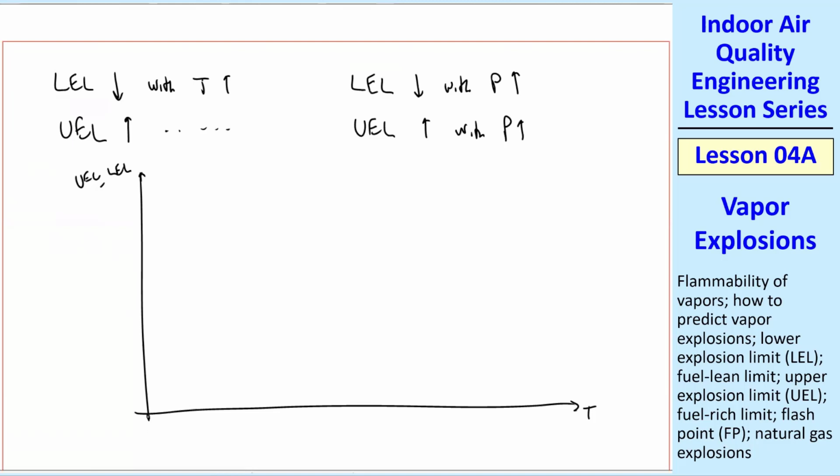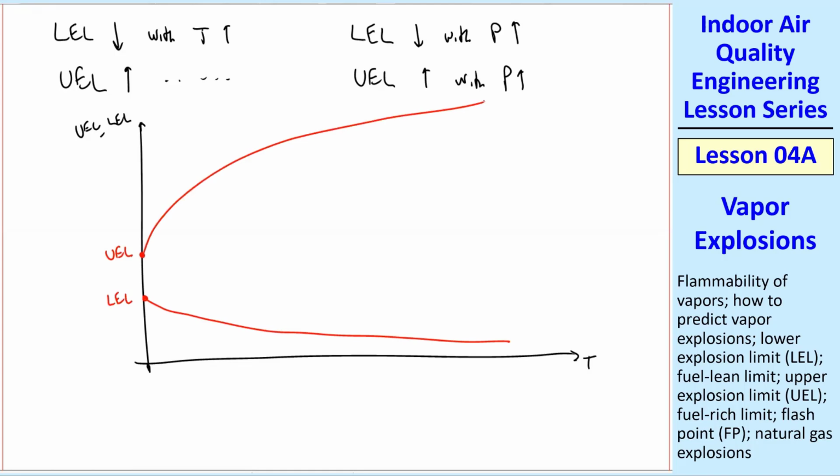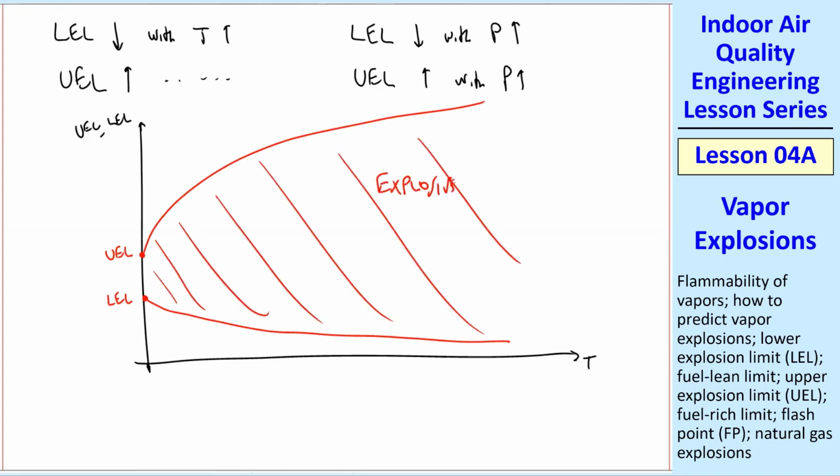suppose you start at 0 degrees C or SATP or somewhere, this is your lowest value on your chart. Suppose you have an LEL that's here and a UEL that's up here. So what happens is LEL decreases with temperature, so it tends to go down something like that. And UEL increases with temperature, it tends to go up something like that. So everything in between here is explosive. So it's above the LEL and below the UEL.